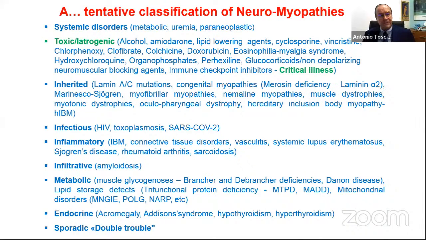There are also inflammatory cases, infiltrative cases, metabolic, as Dr. Atalaya outlined. I'm very interested in this group of disorders, and I'll show you some cases about this. Endocrine alterations, and finally, don't forget that sometimes you can also have a double trouble. So two causes in the same patient that can have as a final result a neuromyopathy.